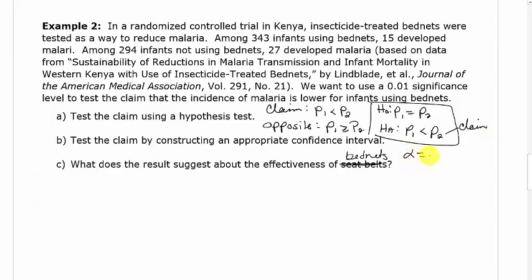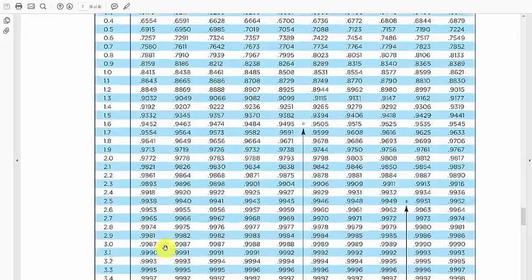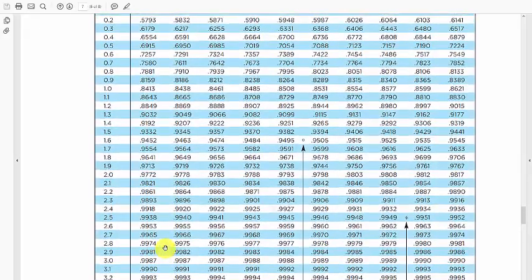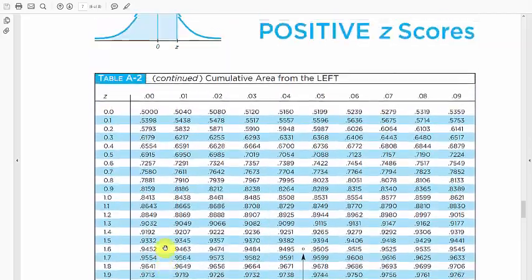Our alpha is 0.01, and we can also look up our critical value. The critical value, because this is a left-tailed test, is going to be negative, and we want to pull up the normal table in order to find our critical value. So we have a left-tailed test, and our significance level is 0.01, and so we want an area of 0.01 in our left tail.